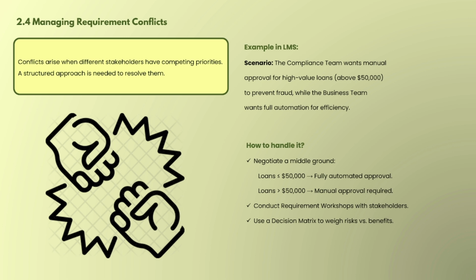Then we need to negotiate on the middle ground, like loans which are less than $50,000 are fully automated for approval. For loans greater than $50,000, manual approval may be required. Conduct a requirement workshop with stakeholders, then use a decision matrix to weigh risk versus benefit. Means there is one methodology where risk versus benefits are calculated, and on the basis of that the final decision is taken. So this is managing the requirement conflict in maintaining the requirement.